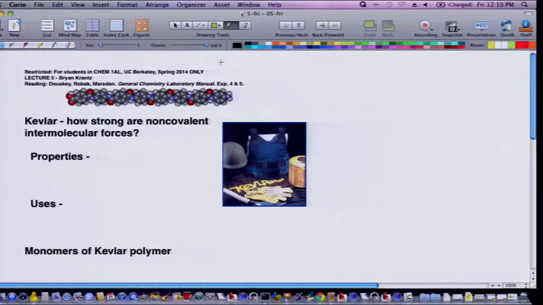Okay. So in this sort of dead week for labs, I thought I'd do a review of principles and introduce maybe a few new things. What I'm doing in this lecture is going through a specific type of polymer, Kevlar, which maybe you've heard about, and we'll learn about it in detail today.